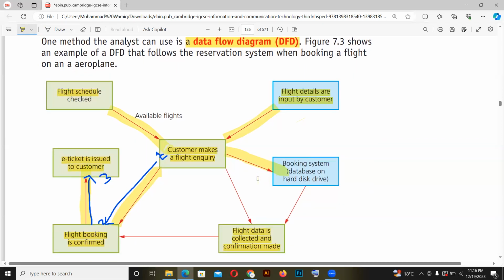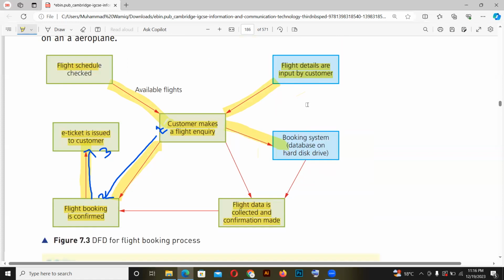So do you have any queries in the data flow diagram? Do you have any questions there? No, I don't have any query.